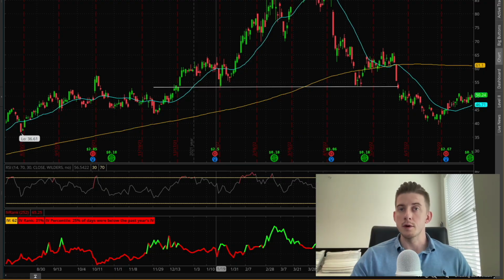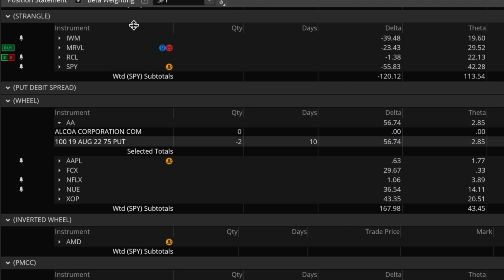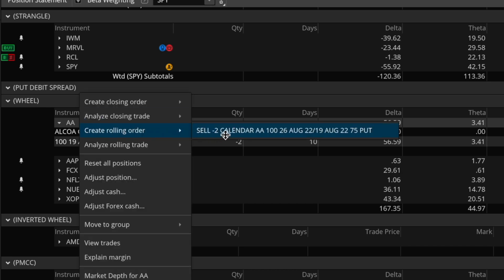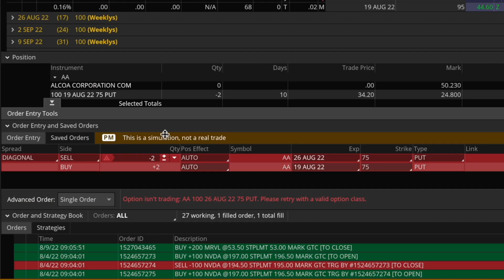Right, so for example, if we come back to the monitor tab real quick and I try to create a trade to roll out these contracts from the August cycle to the September cycle, let's see what happens here. I'm going to right click and then go to create rolling order and sell 2 calendar spreads. And then down below here is the order.